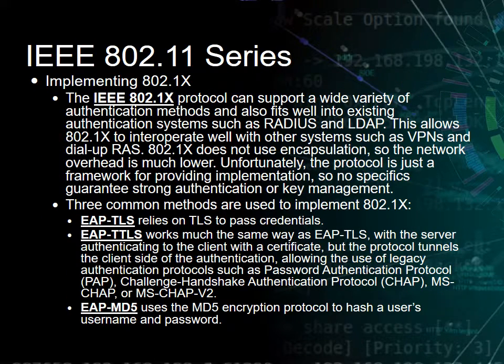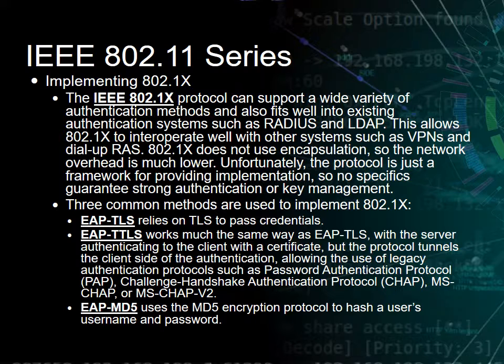So as we just mentioned, WPA2 uses 802.1x as its means of authenticating the device that's connecting to the wireless network. 802.1x is an IEEE protocol that can support a wide variety of authentication methods and also fit well into existing authentication systems such as RADIUS and LDAP. This allows 802.1x to interoperate well with other systems such as VPNs and dial-up remote access servers. 802.1x does not use encapsulation, so the network overhead is much lower. Unfortunately, the protocol is just a framework for providing implementation, so no specifics guarantee strong authentication or key management.